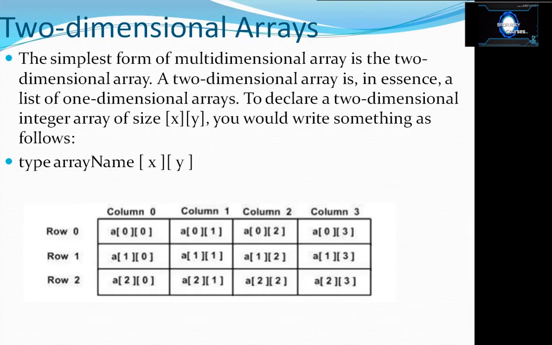A two-dimensional array is in essence a list of one-dimensional arrays. To declare a two-dimensional integer array of size x, y, you should write something as follows: type arrayName[x][y]. The table shows a two-dimensional array in C programming.